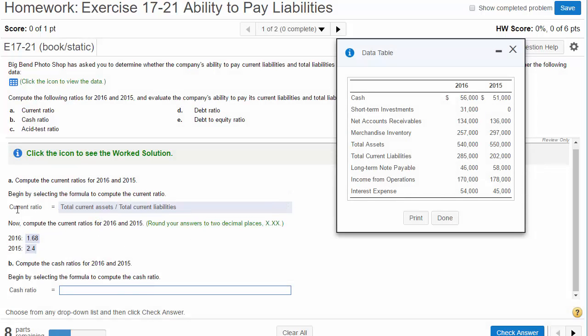Now remember, for the current ratio, higher is better because you want the number on top to be high and the number on the bottom to be low. So it looks like we got worse. We went from 2.4 to 1.68.